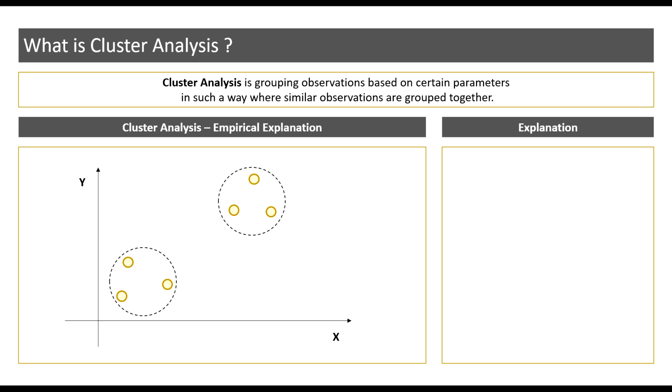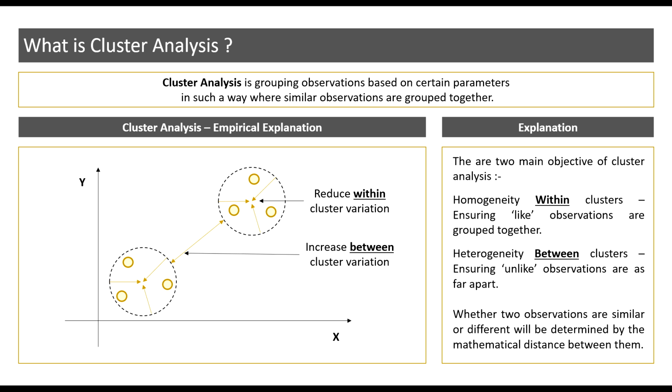Well, there are predominantly 2 main objectives of cluster analysis. The first objective is to reduce within cluster variation, and the second objective is to increase between cluster variation. So what do we mean when we say reduce within cluster variation? Reducing within cluster variation means ensuring that there is homogeneity within clusters. That is, like observations are grouped together.